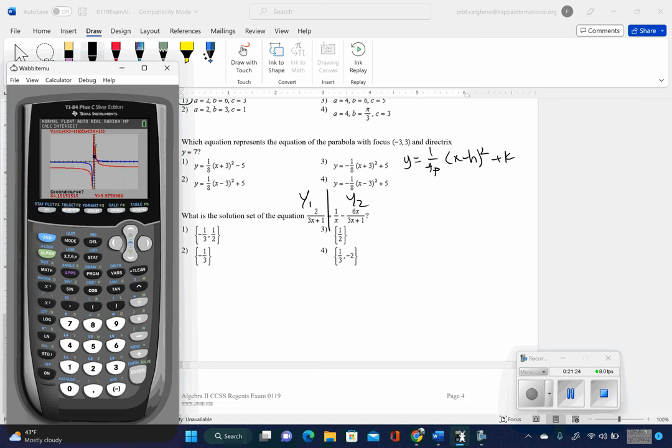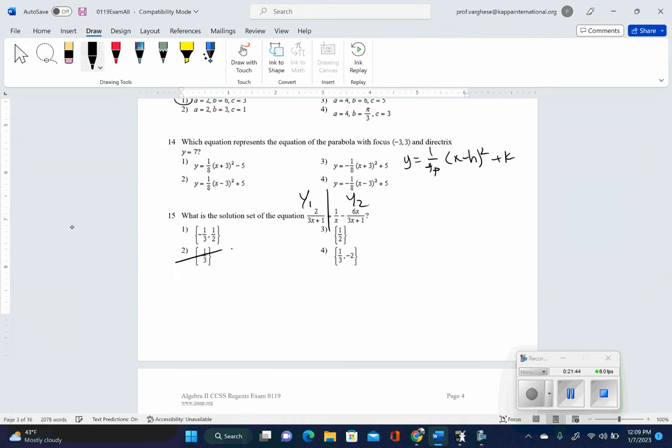Oh, second curve. Okay. So let's go down to the second curve, which is in blue. And then I'm going to go to guess where I think it is. And it tells me, okay, x is equal to 0.5. So I know that it has to be either 1 or 3. So automatically I can get rid of these.